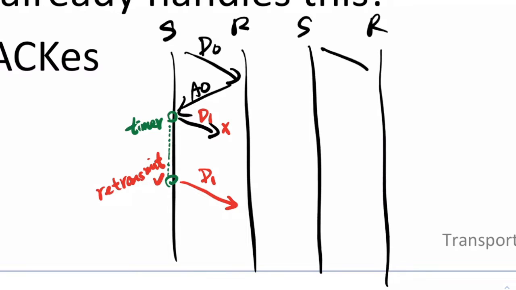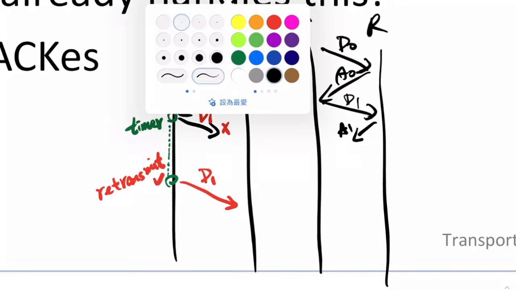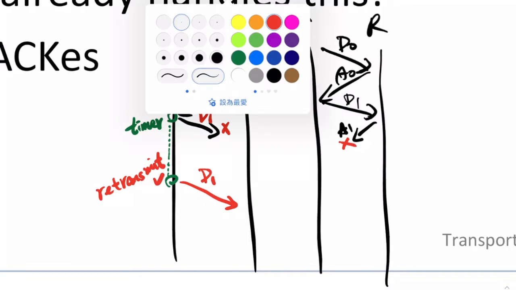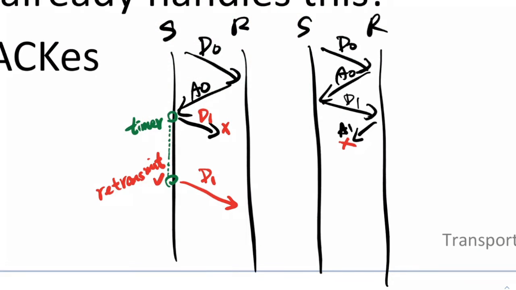It's D0, A0, D1, A1. But in this case, D1 has been delivered to the receiver, and A1 gets lost when it is sent back to the sender, right? But every time the sender sends a packet, it should set up a timer.